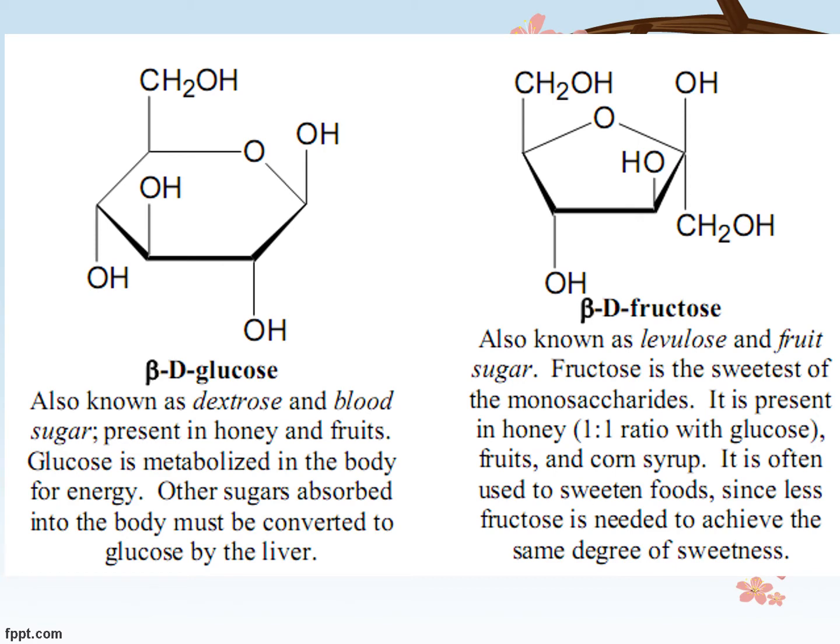Next is beta-D-glucose, also known as dextrose and blood sugar. This beta-D-glucose is present naturally in honey and fruits. This type of glucose is metabolized in our body for energy. The other types of sugar are normally absorbed into the body, but must be converted to glucose by the liver.